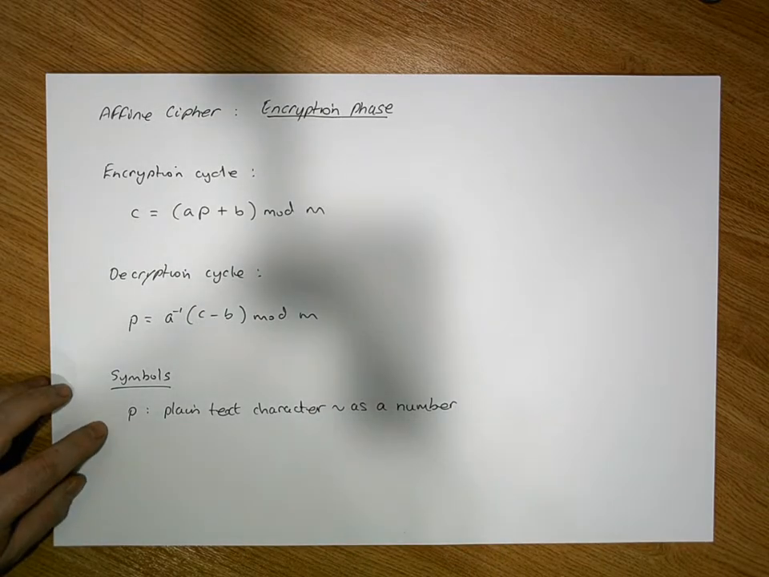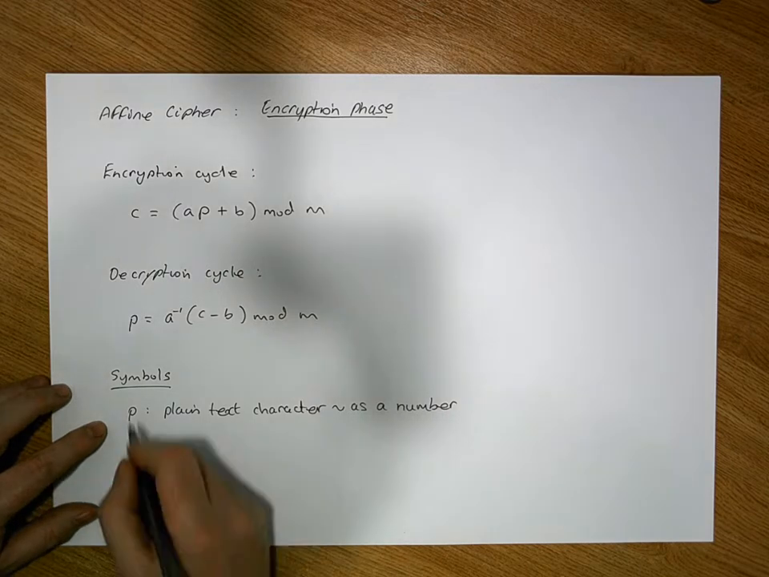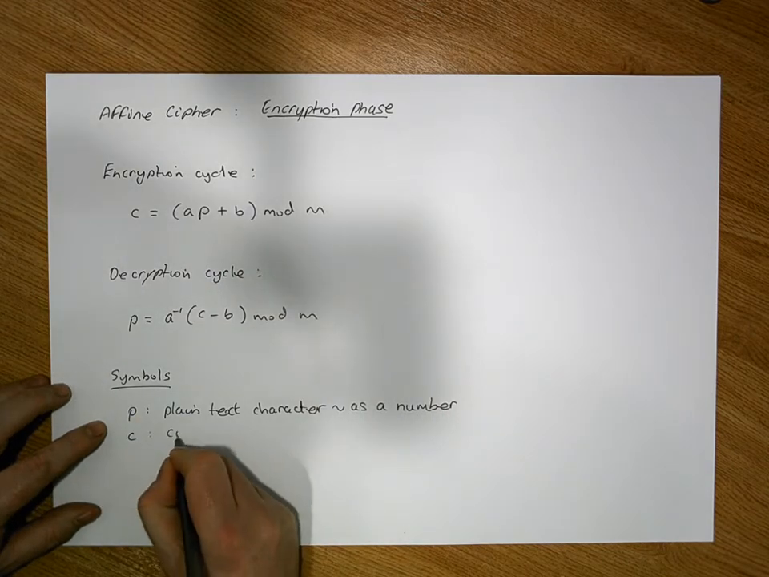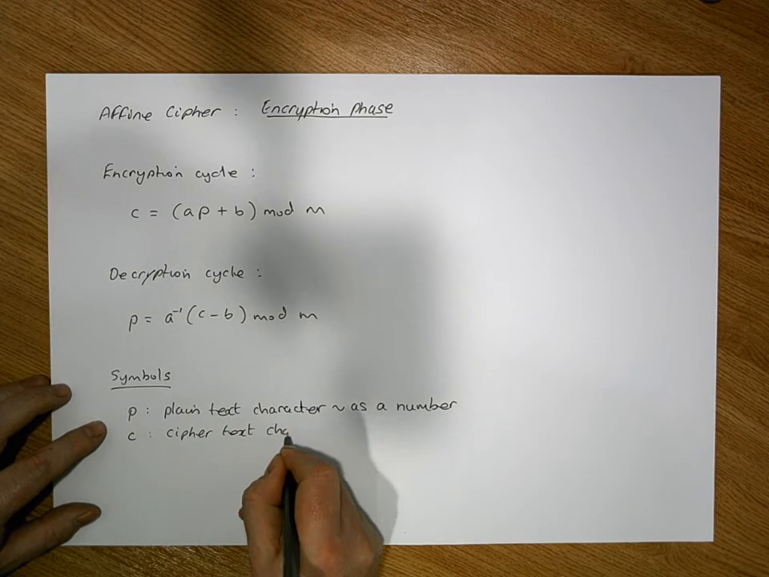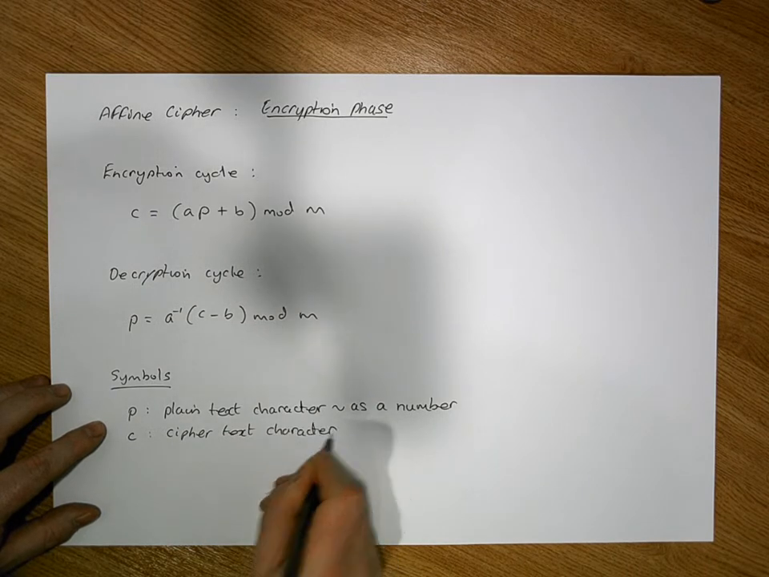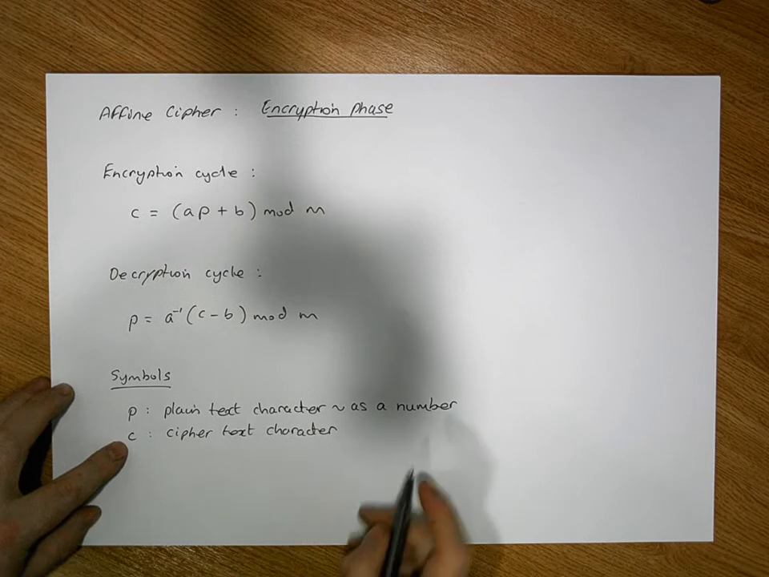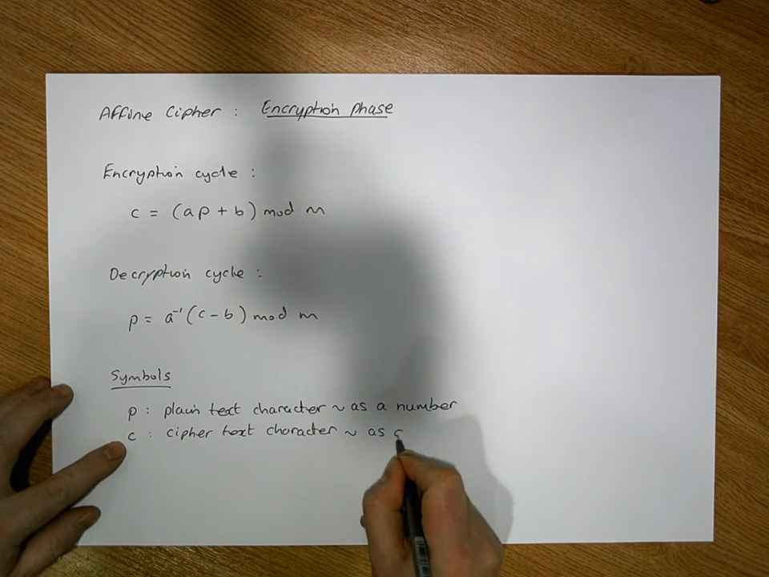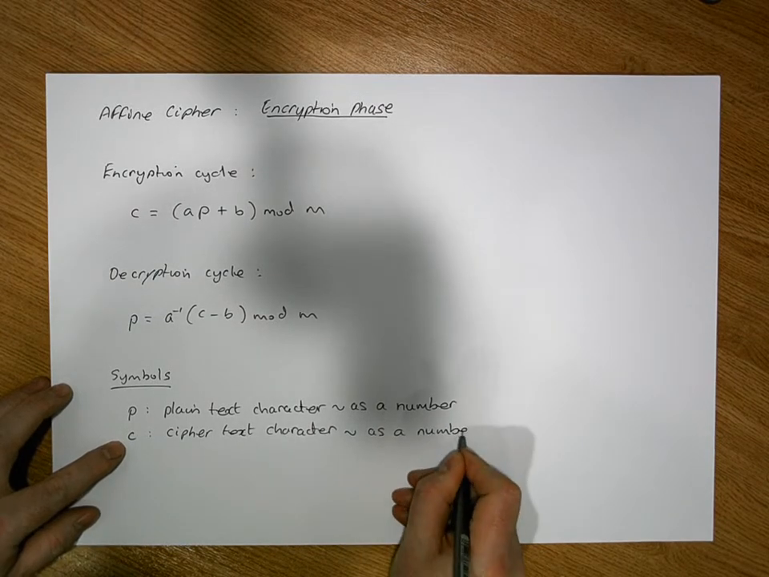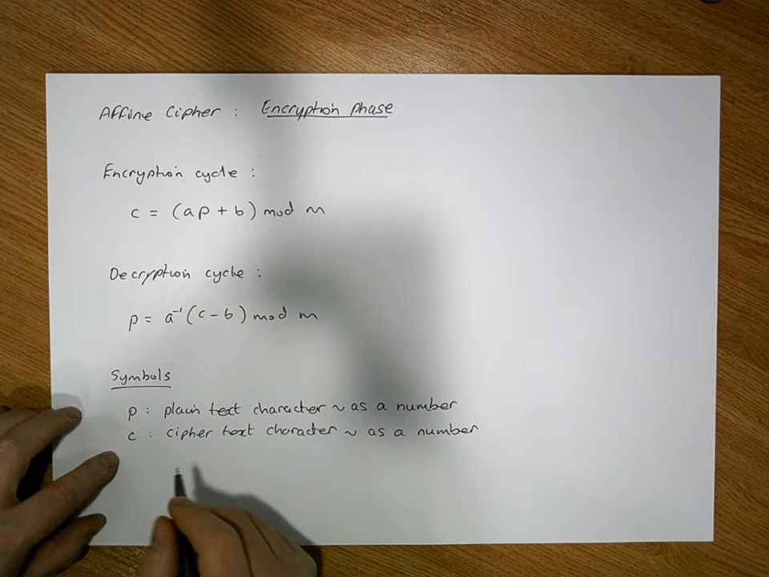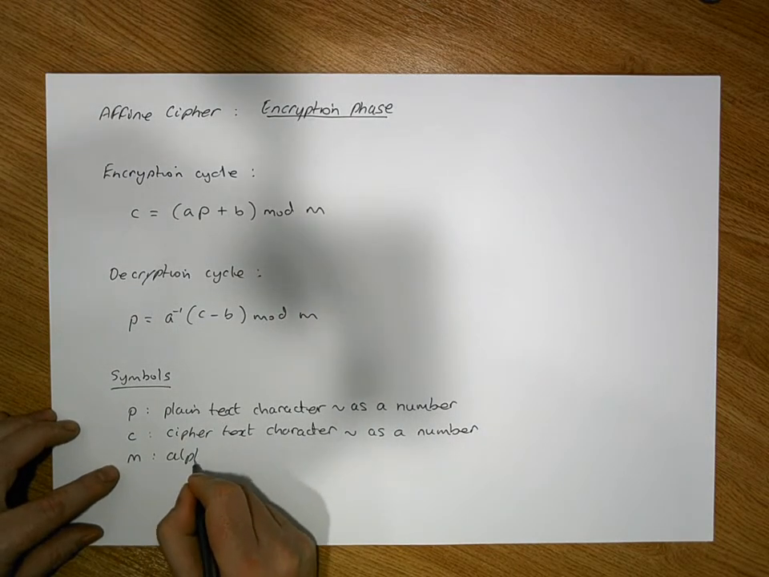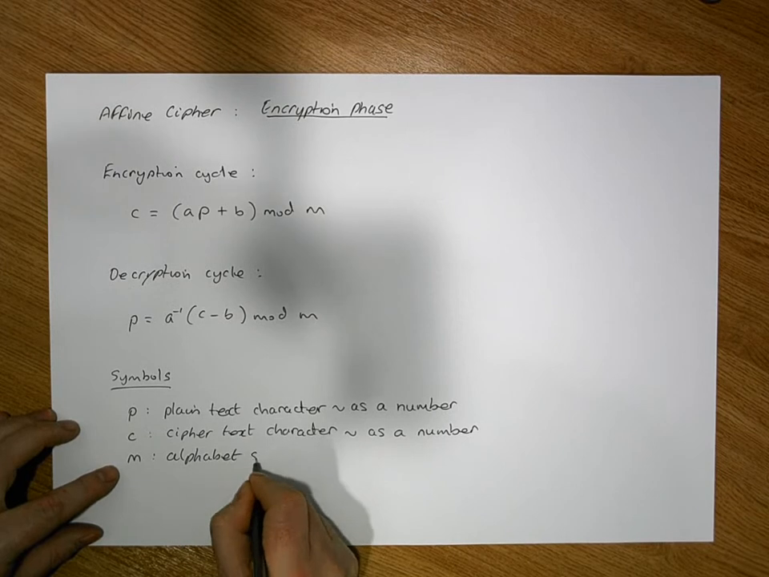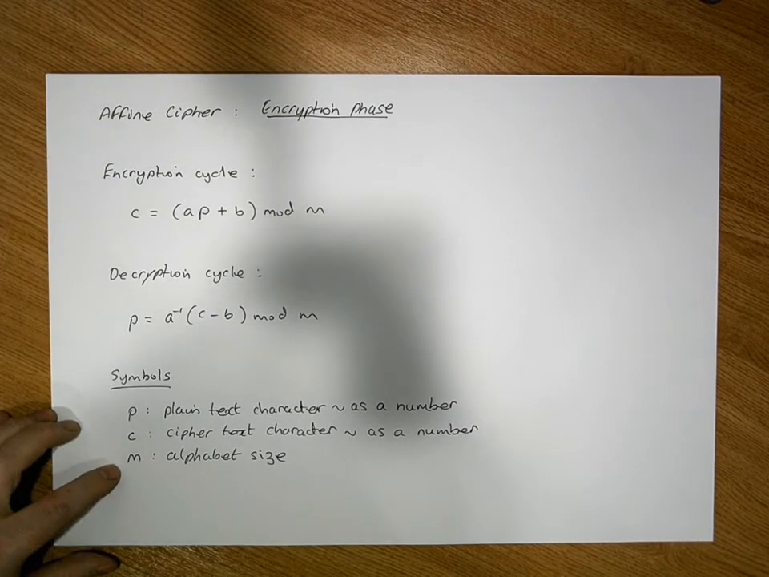C is a ciphertext character, that's the encryption of P, but as a number, or as an integer. M is the alphabet size. How many characters are in our alphabet?